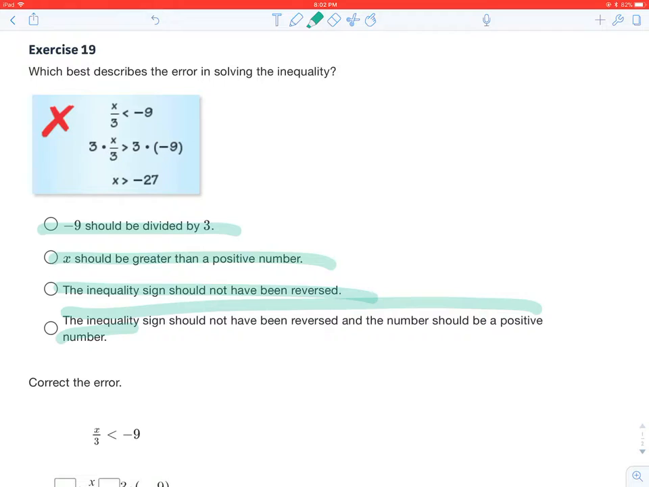Or in the second description, x should be greater than a positive number. And the inequality sign should not have been reversed. The inequality sign should not have been reversed, and the number should be a positive number. So we need to choose which they did incorrectly.